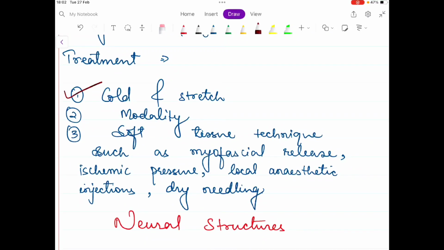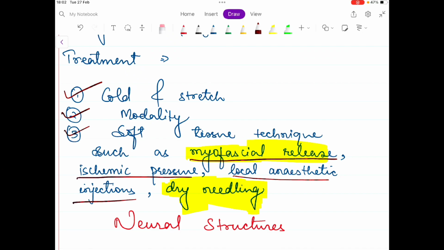What should be our treatment approach? The treatment would be cold and stretching. Modalities are used, and soft tissue techniques such as myofascial release. I'm going to be making a video on this. Dry needling, I'm going to be making a video on this one too. The other techniques are ischemic pressure, local anesthesia, and injections.